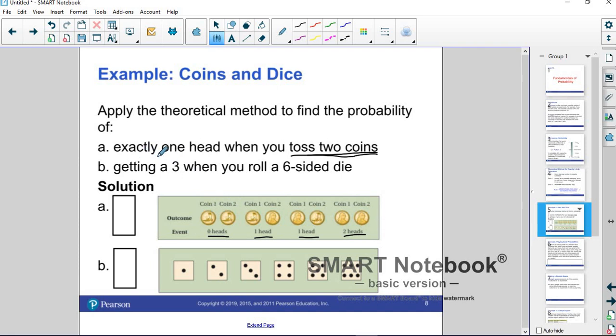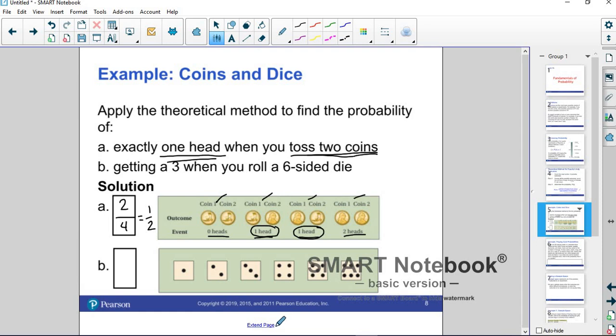What's the probability that you're going to get exactly 1 head when you do that? Well, how many different times do you get exactly 1 head? Here's 1, and here's 1. So that's 2 ways to get what you're looking for out of how many different things? There's 1, 2, 3, 4 different possibilities that you could come out with. So it's 2 out of 4, and we would usually reduce that to 1/2.